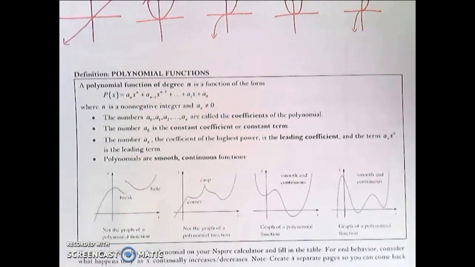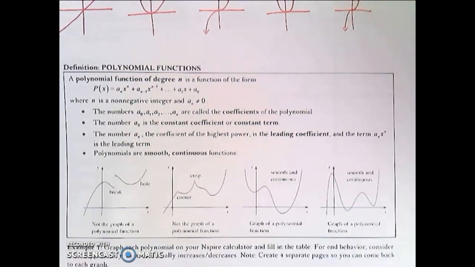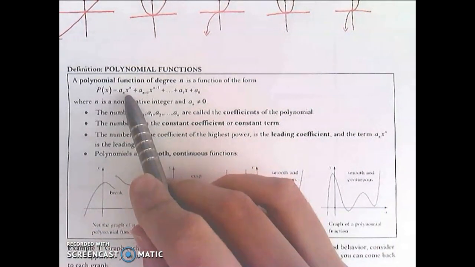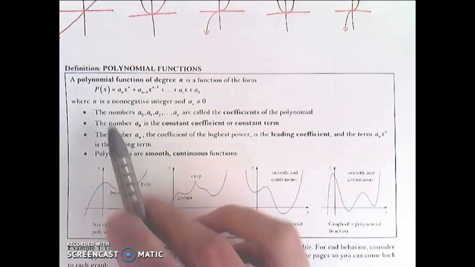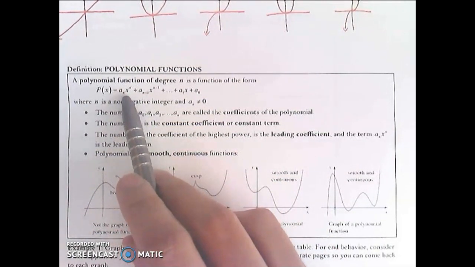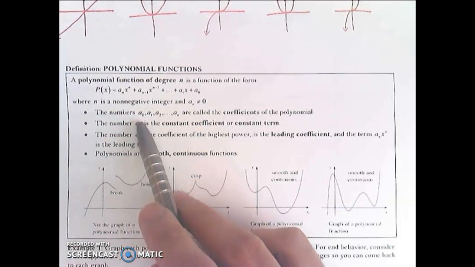So I just decided to give you the definition for a polynomial function just as a refresher. Again, a polynomial function, we define this. This is the general form for a polynomial of degree n. The numbers in front of each of our x, our variable, are called coefficients.